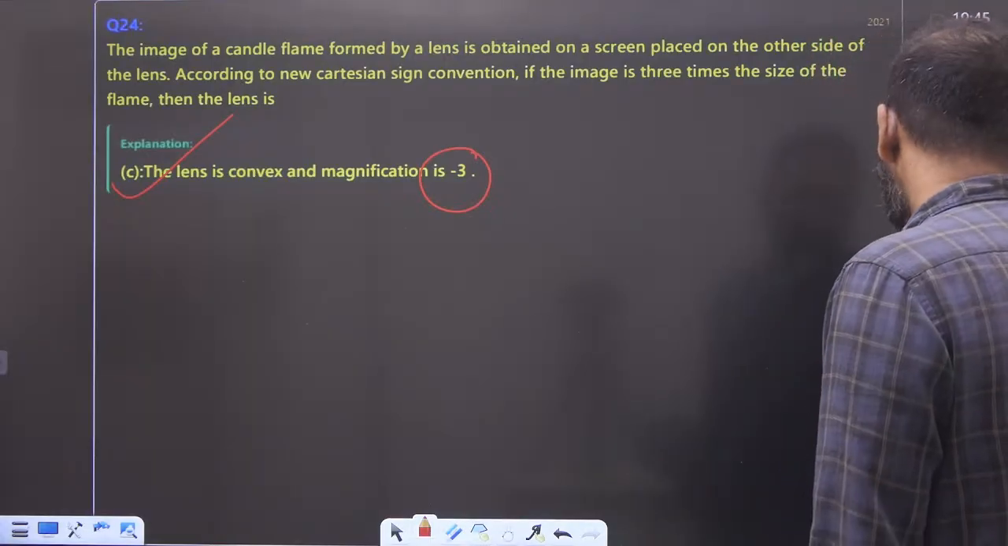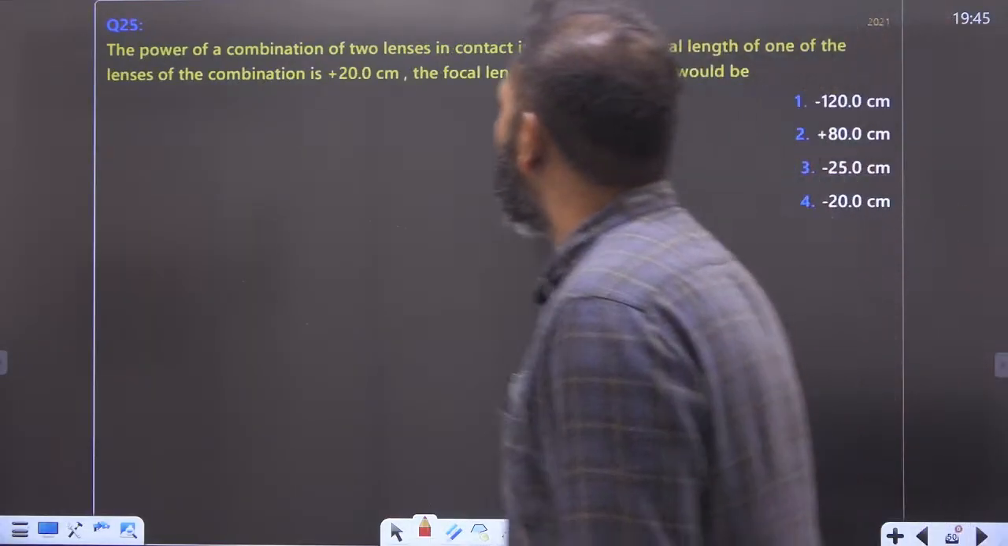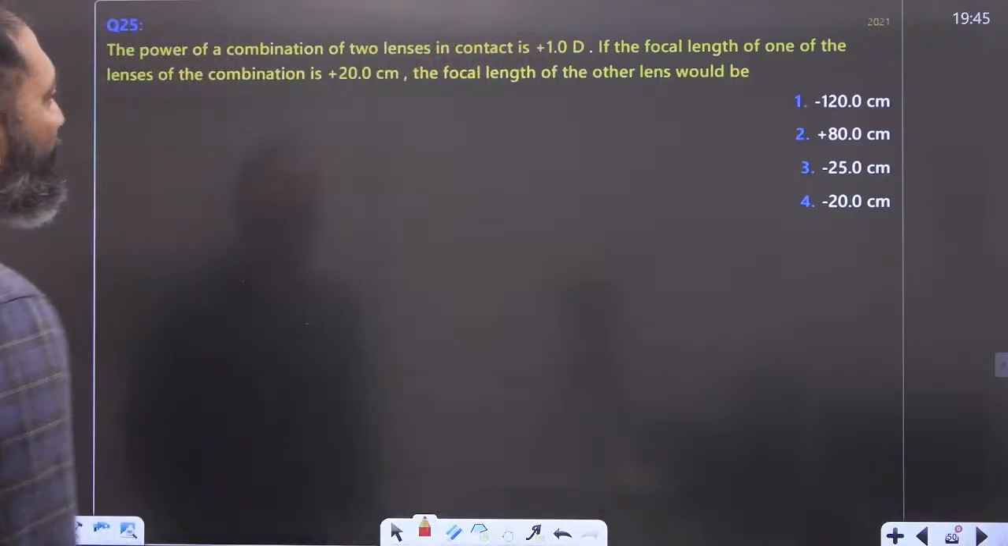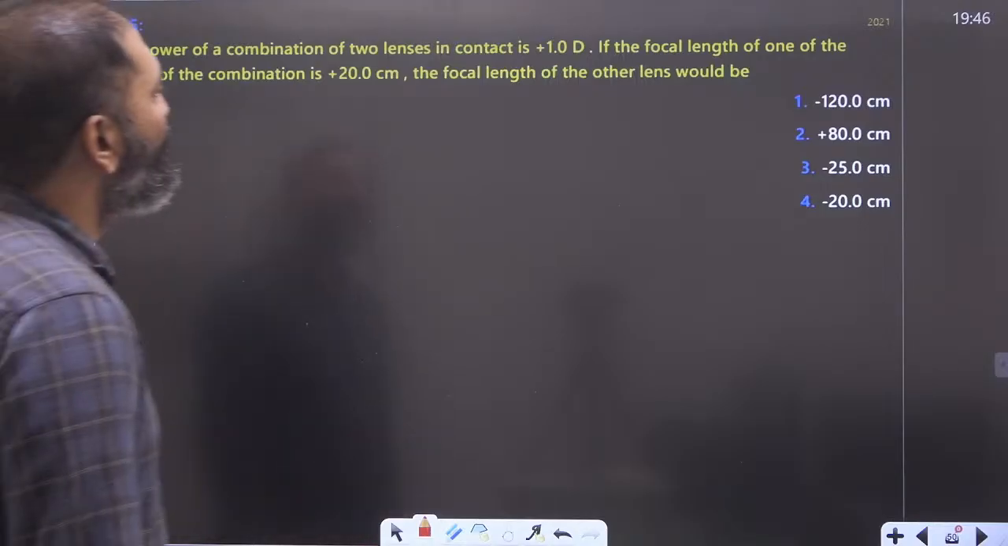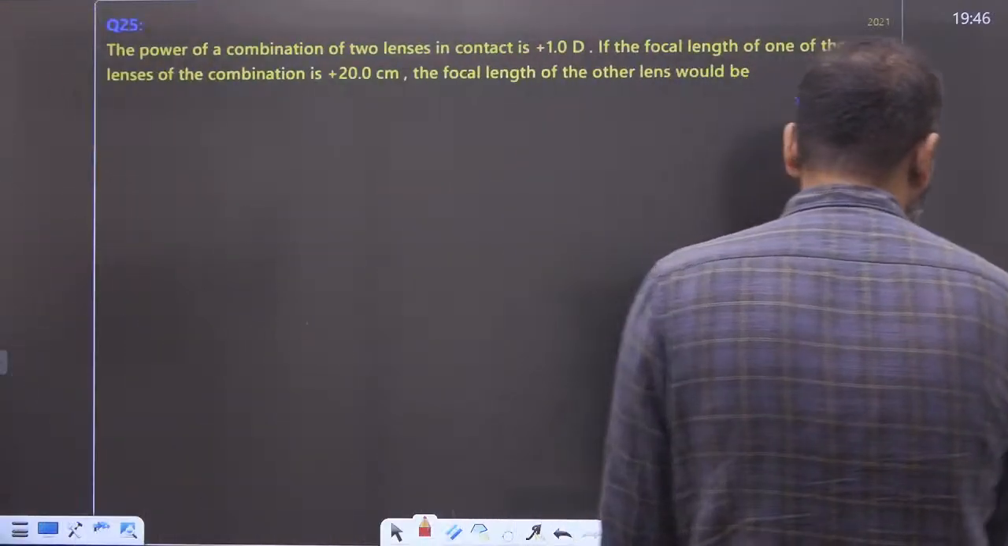പിന്നെ മാഗ്നിഫിക്കേഷൻ -3. Power of combination of two lenses in contact is 1 diopter. If the focal length of one of the lenses in the combination is 20 cm, find the focal length of the other lens. അത് പ്രോബ്ലം ആണ്. നമുക്കത് ചെയ്യാം.